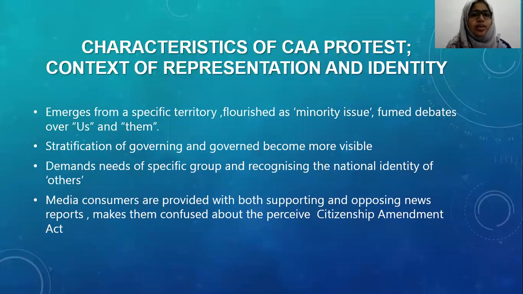So we should understand the main characteristics of the CAA protest in the context of representation and identity. It emerged from a specific territory and flourished as a minority issue, and it fueled the debates over us and them. There was a stratification between the governing and the governed, and there were many demands of specific groups, demands of recognition, and media consumers were provided with both supporting and opposing news reports. They were confused about the Citizenship Amendment Act.